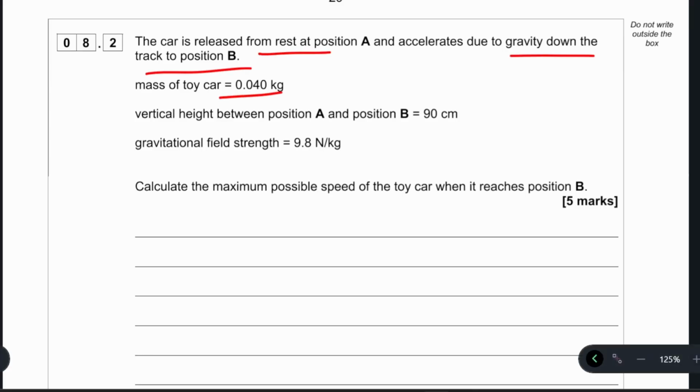The mass of the car is 0.04, and the vertical height between A and B is 90, and the gravitational field strength is 9.8 newtons per kilogram. Calculate the maximum possible speed of the toy car when it reaches position B.